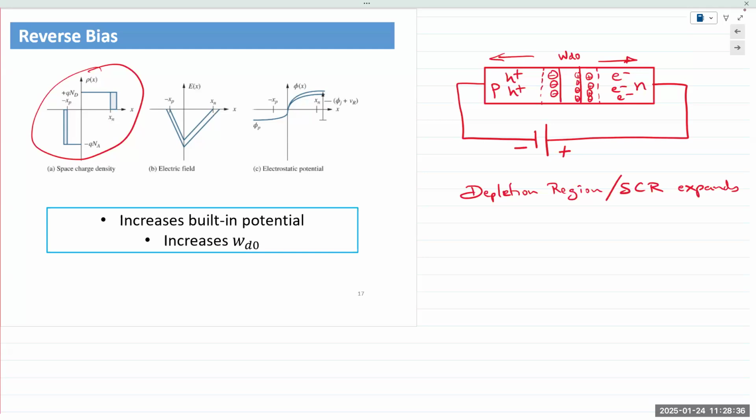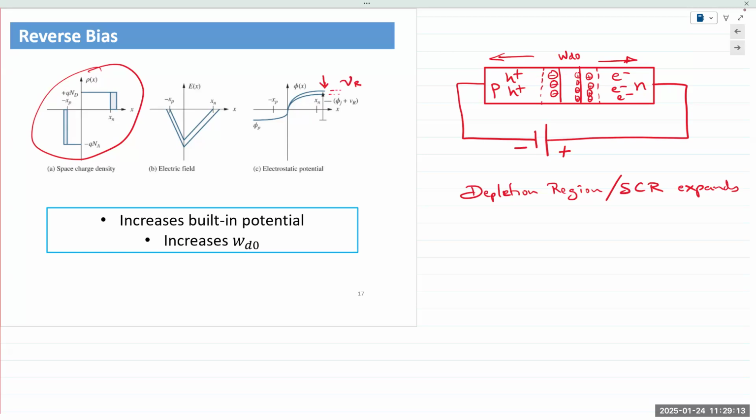That is where the electric field effect comes into the picture. Because the depletion region expanded, there are more charges on both sides and they are immobile, they cannot move. So the electric field increases. And because the electric field increases, the built-in junction potential also increases. And so this increase right here is basically in proportion to the reverse voltage that is applied.